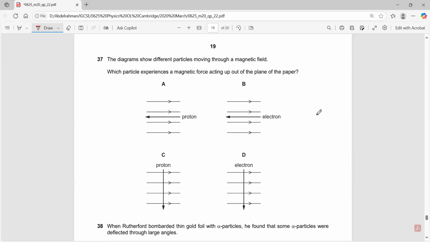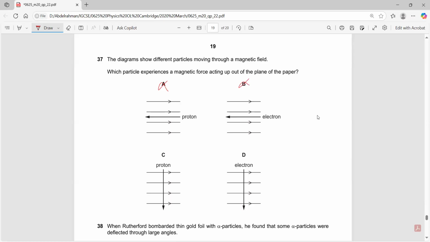Which particle experiences a magnetic force acting out of the plane? Okay, out of the plane. A and B are cancelled. They are wrong. Why are they wrong? Because they are moving parallel to the magnetic field, right?